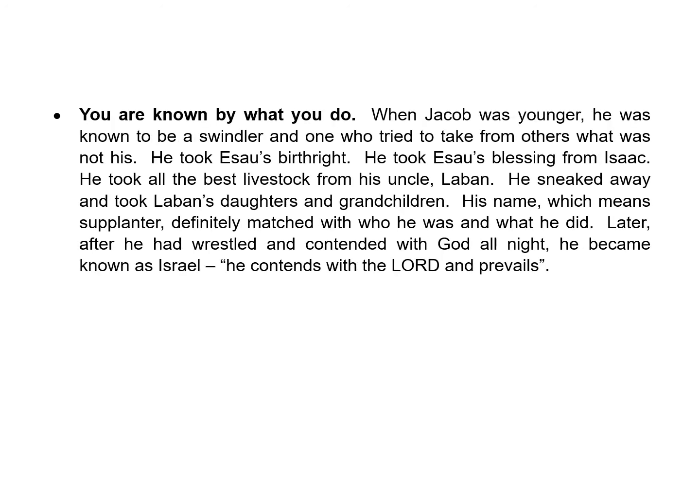Lesson number 3. You are known by what you do. When Jacob was younger, he was known to be a swindler and one who tried to take from others what was not his. He took Esau's birthright. He took Esau's blessing from Isaac. He took all the best livestock from his uncle Laban. He sneaked away and took Laban's daughters and grandchildren. His name, which meant supplanter, definitely matched with who he was and what he did. Later, after he had wrestled and contended with God all night, he became known as Israel, which means he contends with the Lord and prevails.